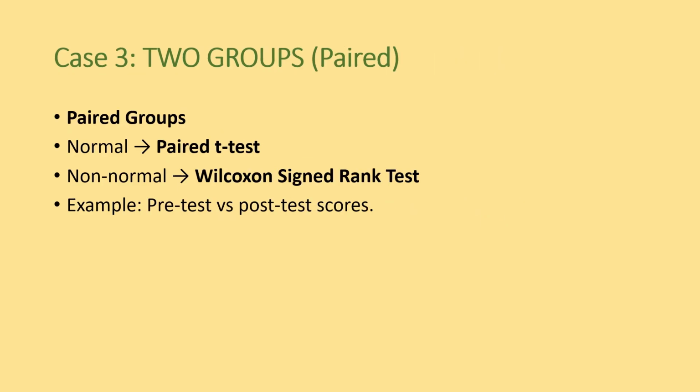Case 3, 2 groups, paired. Paired groups: if data follow the normal distribution, use the paired t-test. If data does not follow the normal distribution, use the Wilcoxon signed rank test. For example, pre-test with post-test scores.